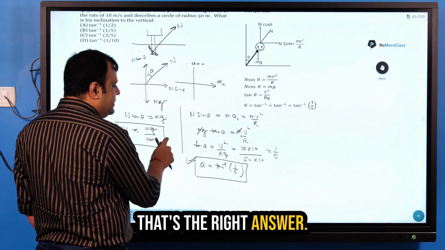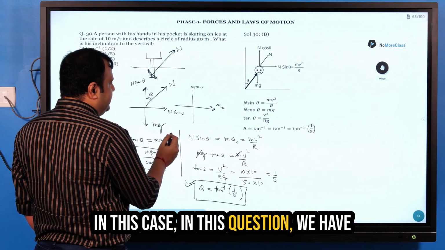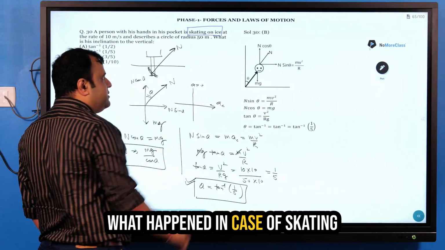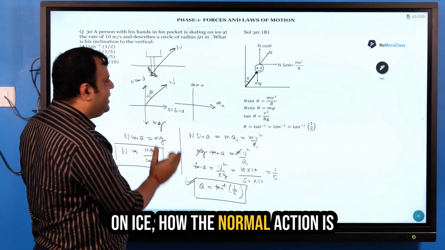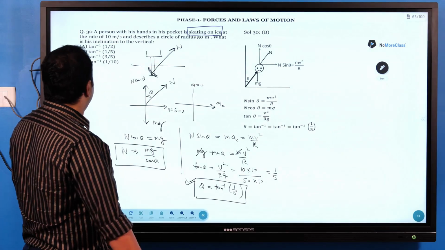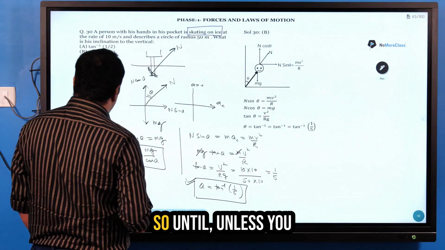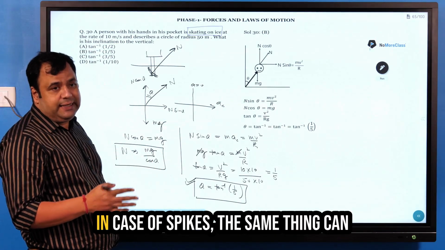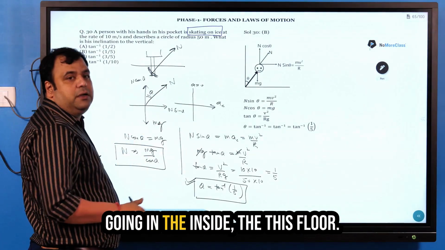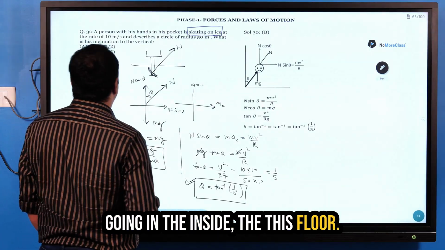That's the right answer. In this question, we have learned something special, and that is what happens in case of skating on ice: how the normal reaction is shifting, which will not be happening in case of walking and running, unless you are wearing spikes. In case of spikes, the same thing can be achieved because spikes will be going inside the floor.